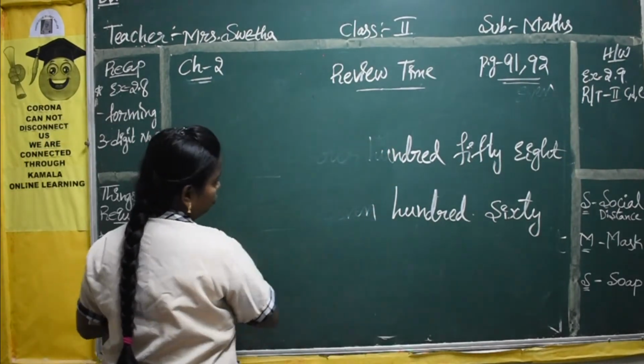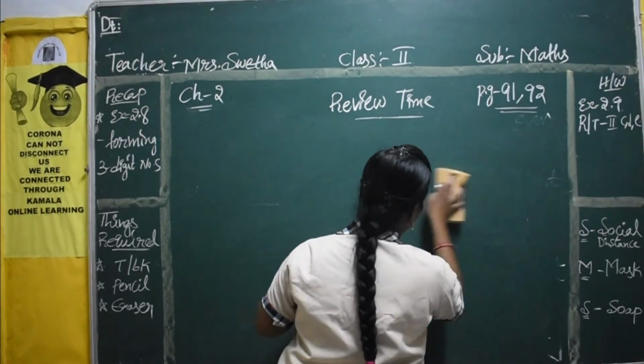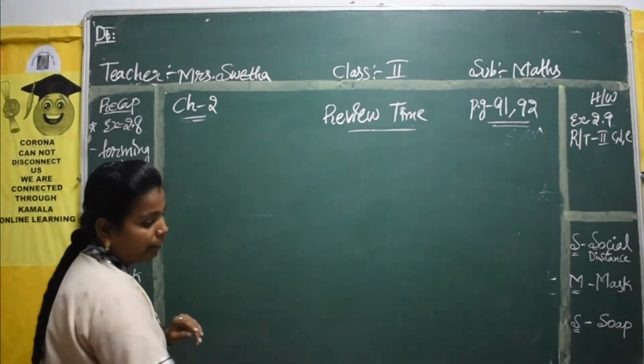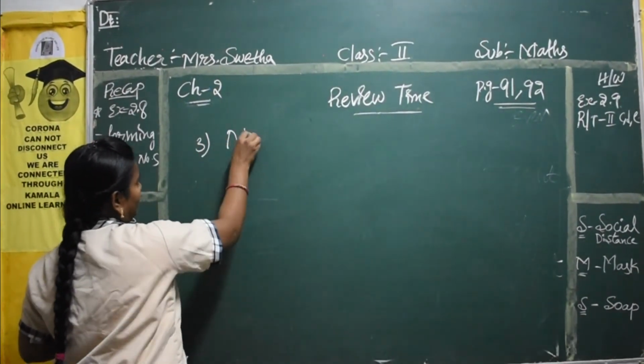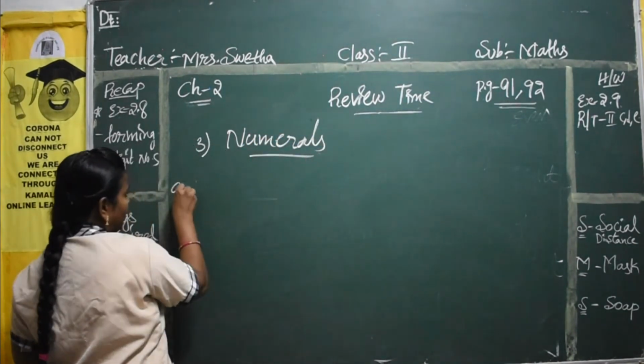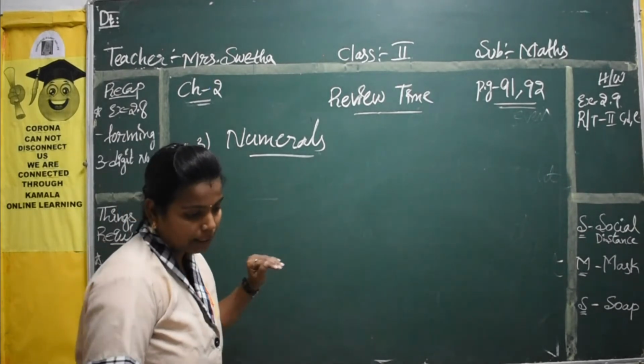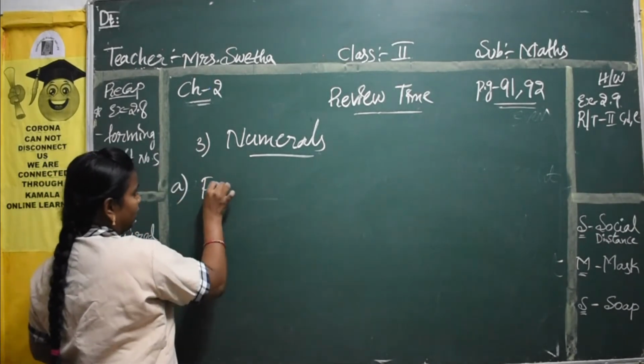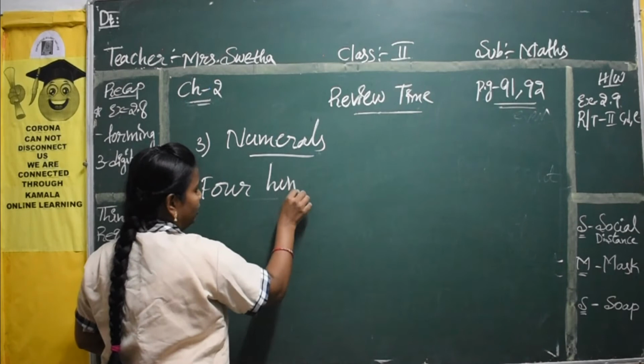Okay. The last bit of today's class is the third bit. What is the third bit? In the third bit you have to write the numerals. Numerals in the sense they will give you the name of the number, and you have to write the numbers. Okay. So what is the first question? Here they have given 400.